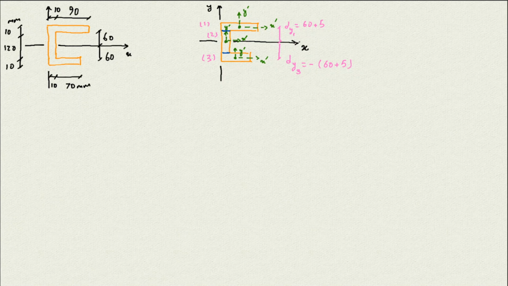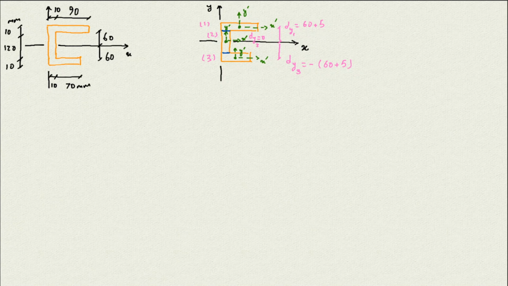So these are the dy1 and dy3, and the dy2, if you look here, you can see dy2 is 0 because there is no distance between the x prime here and here. So I can write here d sub y for the second one is 0 because both of them are on the same axis. Now I will go ahead and find the distance between the y prime and y axis.